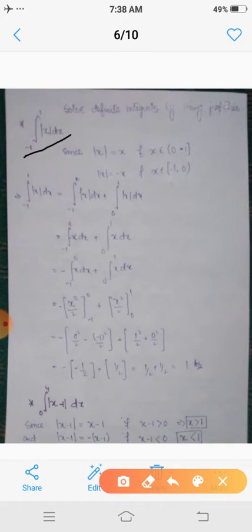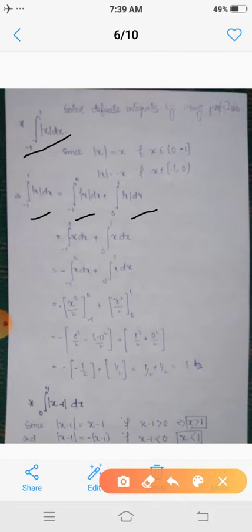Now you know that mod x is always x if x belongs to 0 to 1, that is when it is positive, and mod x is negative x if x belongs to minus 1 to 0. So by using the property that integral a to b f dx is integral a to c plus integral c to b f dx, where c is a point within the interval a b, we can write integral minus 1 to 1 mod x dx as integral minus 1 to 0 mod x plus integral 0 to 1 mod x, because 0 belongs to this interval.